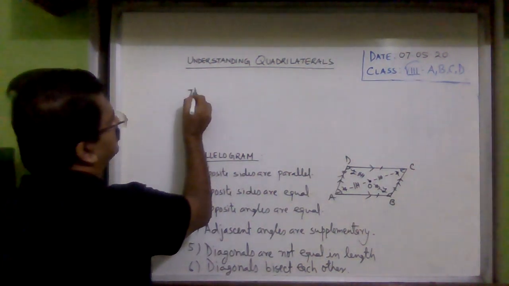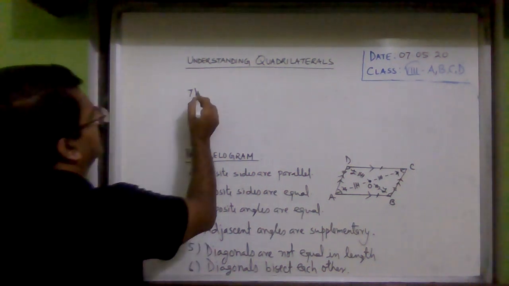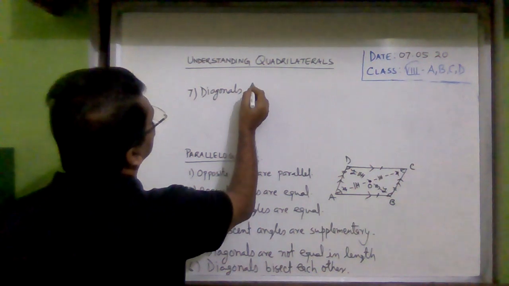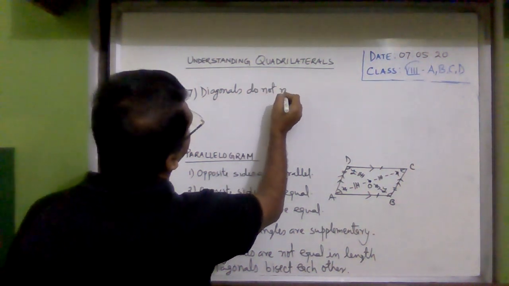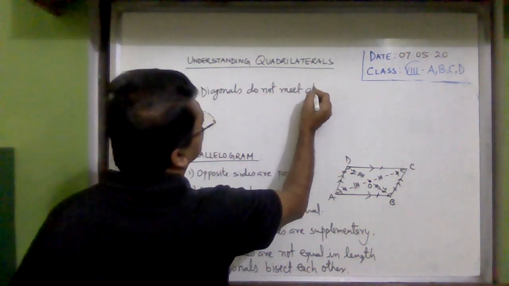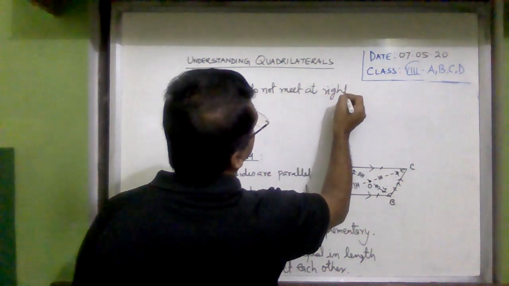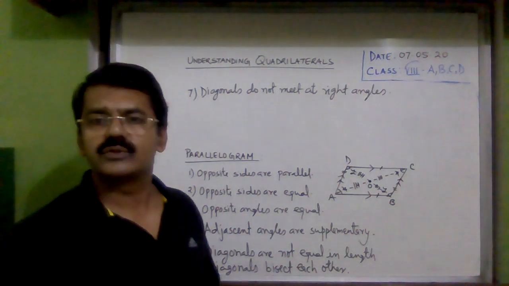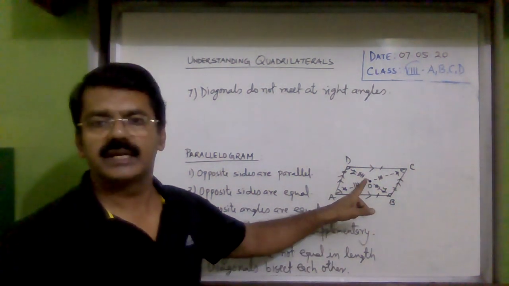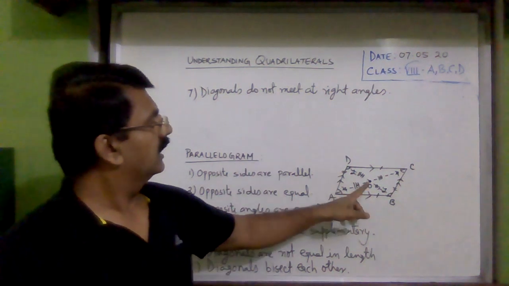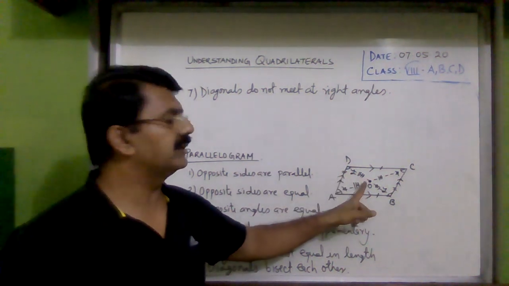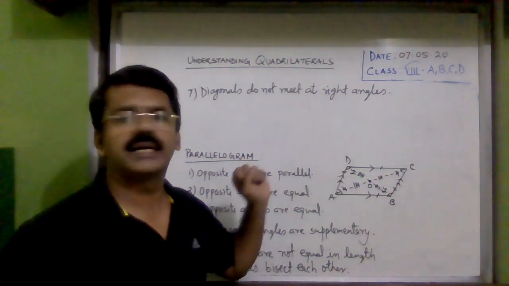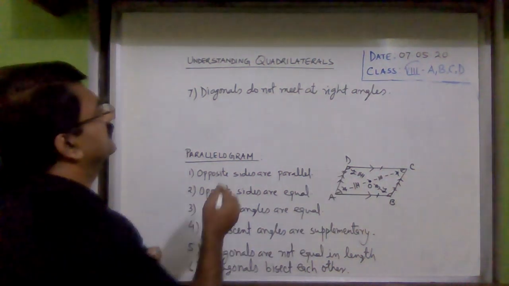Seventh property, diagonals do not meet at right angles. The diagonals do not meet at right angles, meaning here the angle between the two diagonals is not equal to 90 degrees. The diagonals do not meet at right angles. Clear?